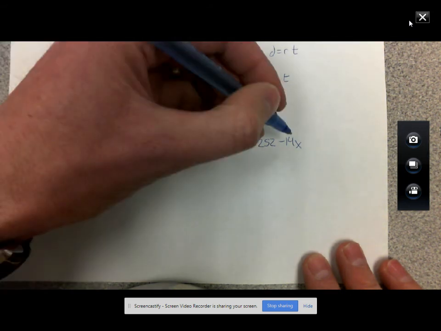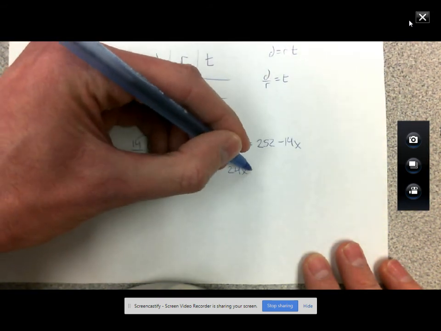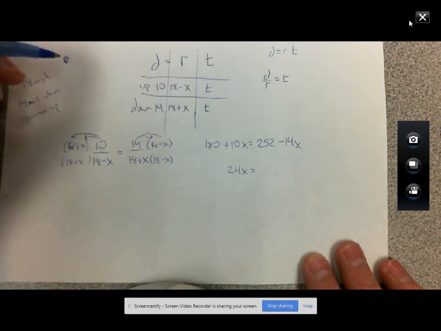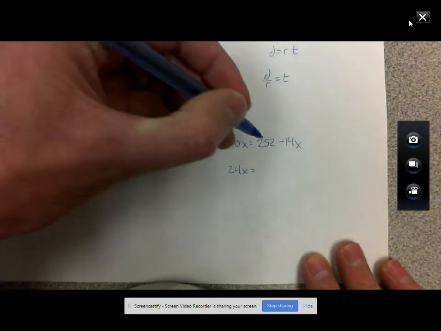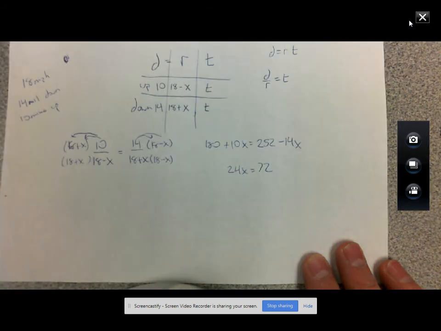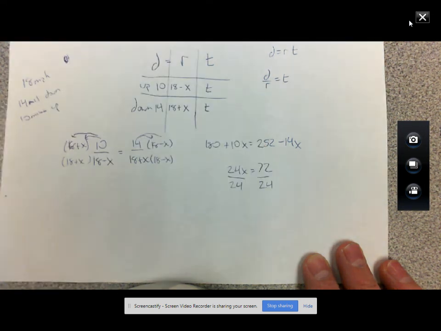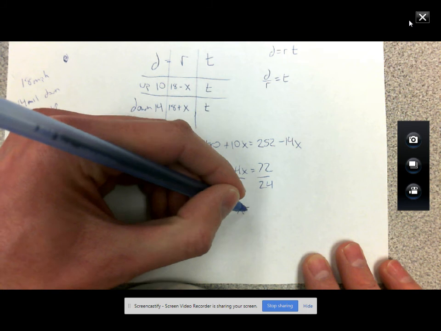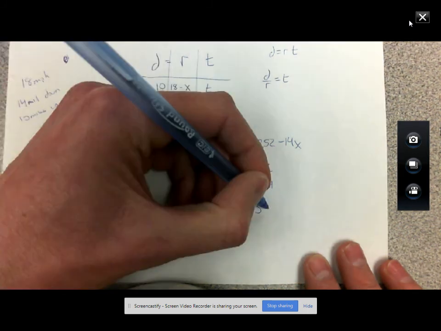Okay, so if I add 14x to both sides of that equal sign, I would get 24x. If I subtract 180 from both sides of that equal sign, I'm going to get 72. And then if I divide both sides by 24, I get that the current in the river is going to be 3 miles per hour.